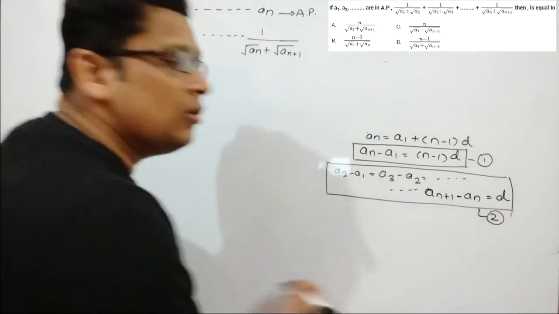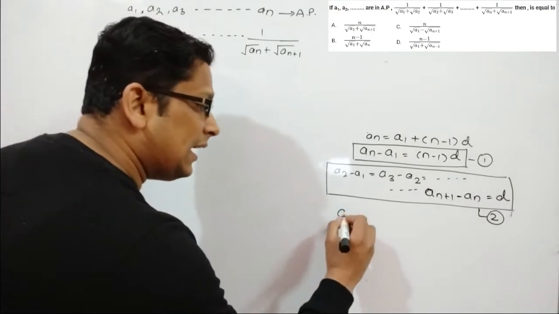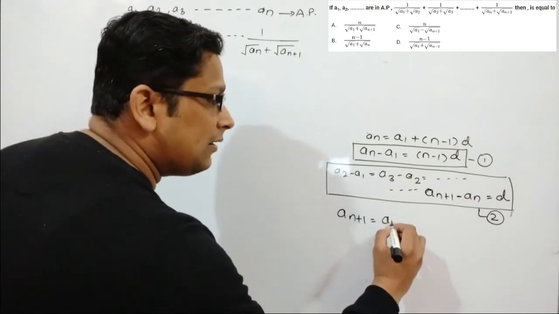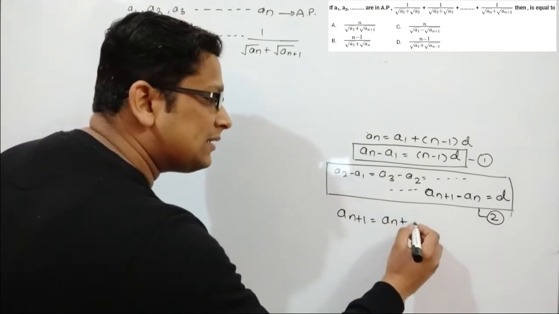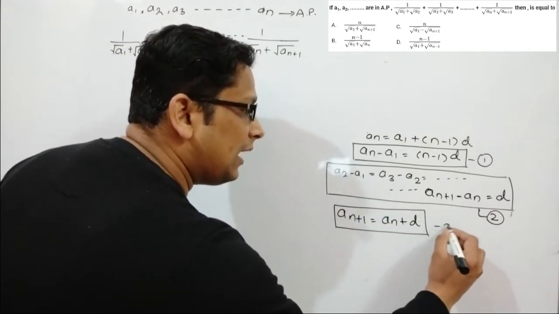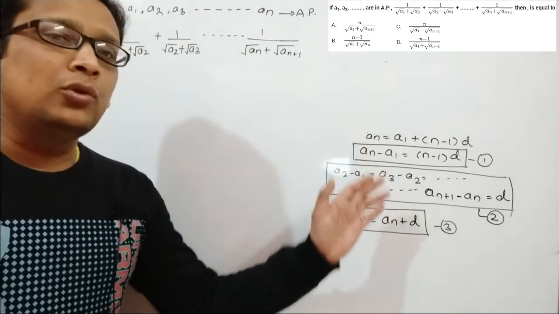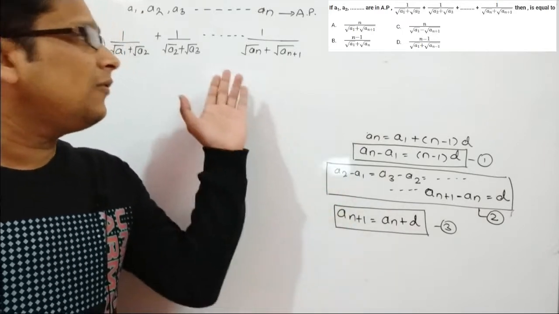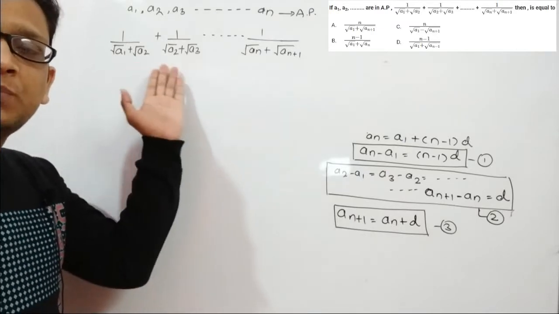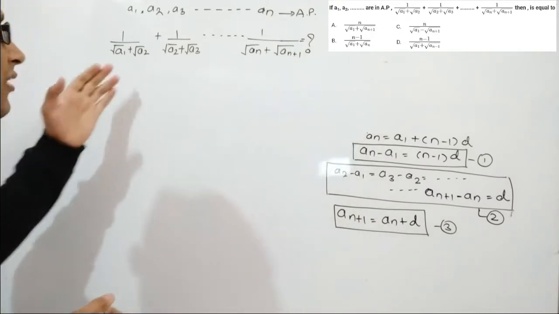So these are the two equations, and the third equation we have to represent is the (n plus 1)th term. That can be written simply as the summation of the nth term plus the common difference. We use this as a standard equation and mark it as equation 3. Now we are just going to use these three equations while finding the value of this expression. We have to rationalize the denominator in order to find its value.